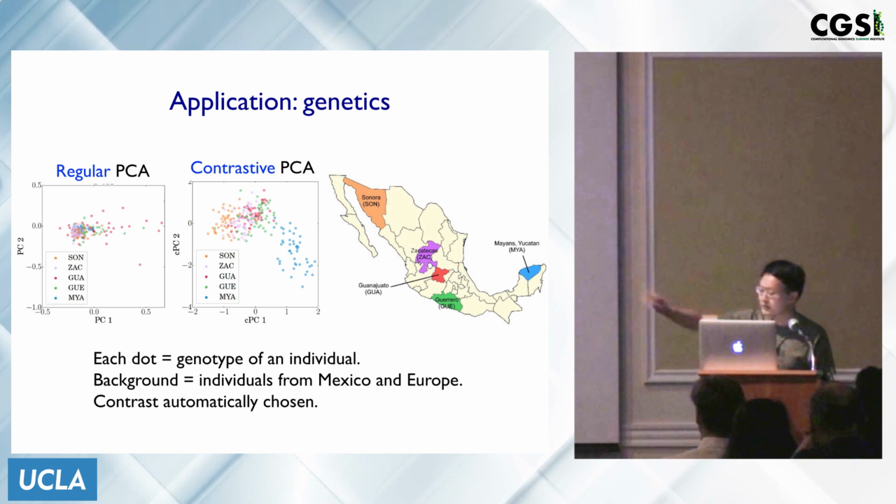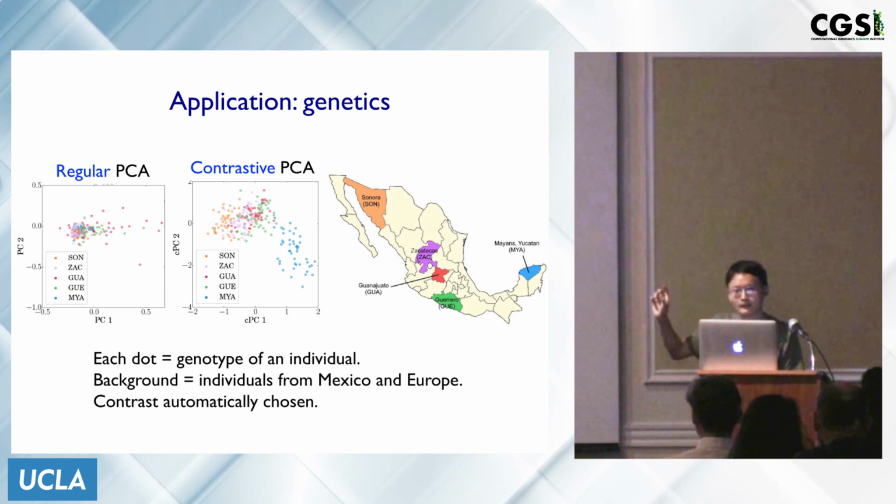So if I apply the regular PCA, which is the first plot here, there's really no interesting difference between the individuals that I can show from my PCA. It certainly does not map onto the geography. Here I'm going to use contrastive PCA with the automatically chosen contrast parameter, and it is able to much better find the geographic patterns in this data set. So what is the background here?